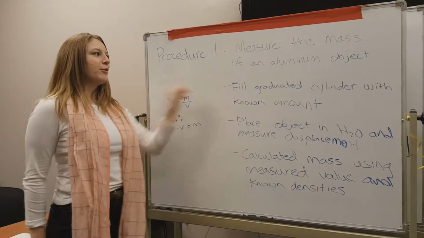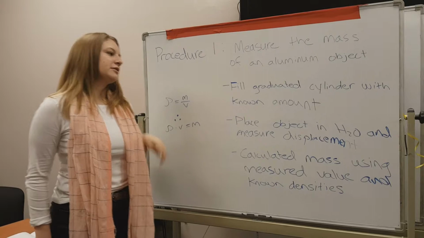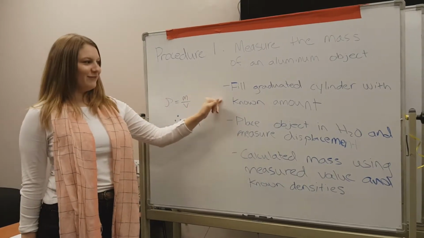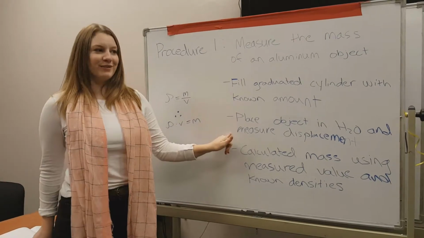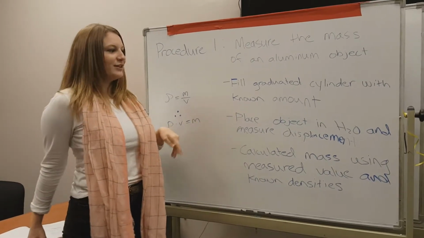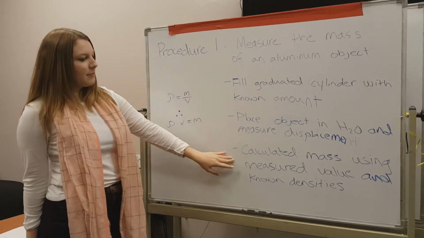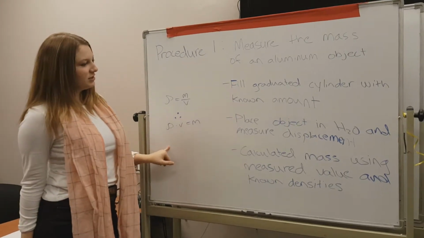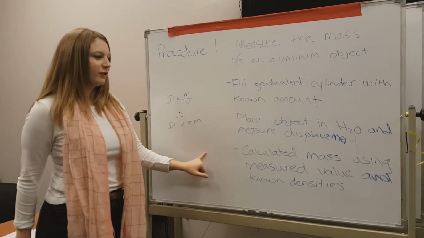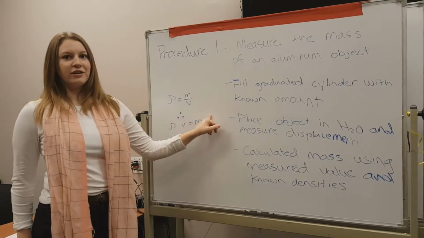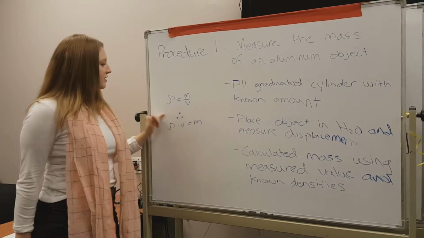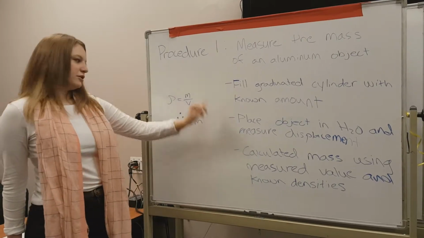In this part of the lab, we measured the mass of an aluminum object. In order to do that, we filled the graduated cylinder with a known amount of water, and then we placed the object in the water and took another measurement. To calculate the mass, we had to take the difference between those volumes to find the volume of the object. We knew the density based on the table in the back of the book, so we could plug it into this equation here.